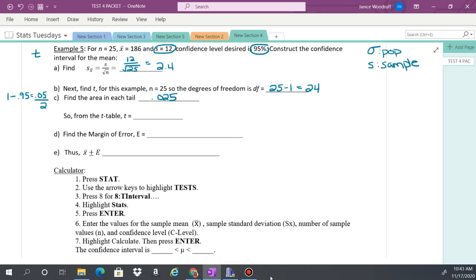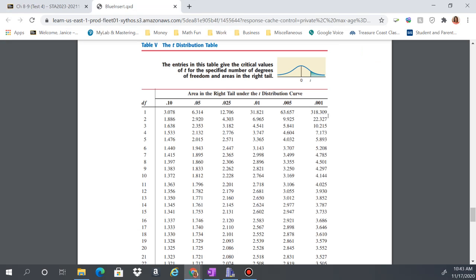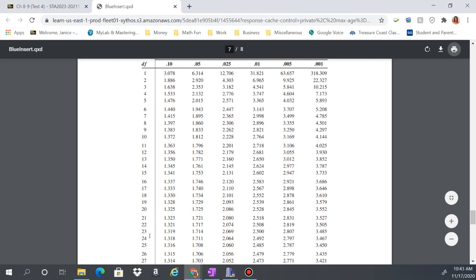And then you're going to go to your t-table. Okay, so you have 24 degrees of freedom and 0.025 in your tail. So area in the right, so you're just looking at one side of the tail, so 0.025. And then you're going to go down the degrees of freedom until you get to 24. So that is going to be right here, 2.064.